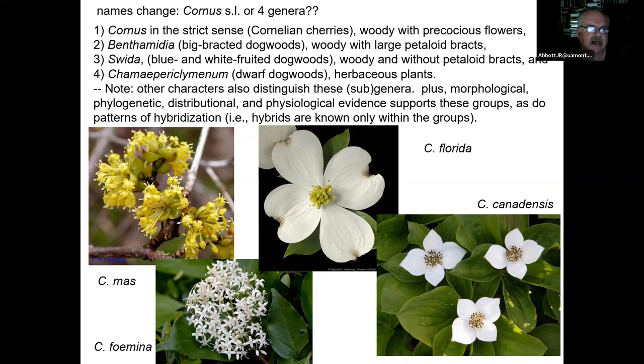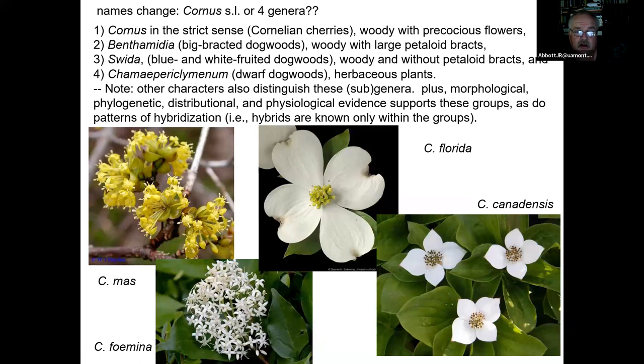But names change. If you're at all familiar with this mess of how a name might go through 2, 3, 5, 10 changes in one lifetime, it turns out that Cornus has been rearranged, and some people are now trying to suggest that we recognize 4 different genera of dogwoods. Personally, I'm not a fan of that. I don't like it at all. I don't see the need for it at all. But each of these 4 groups do actually represent morphological patterns, phylogenetic patterns, distributional patterns, biogeographic patterns, the physiological evidence, the patterns of hybridization. There's a lot of evidence that there are basically 4 different groups of dogwoods. Do we want to keep calling them all Cornus or not?